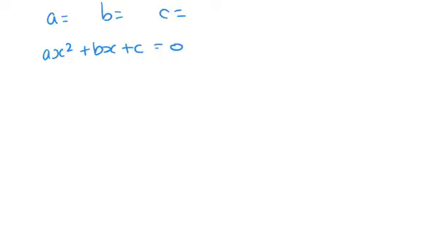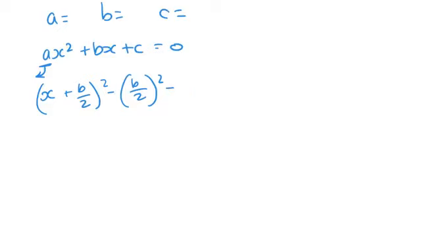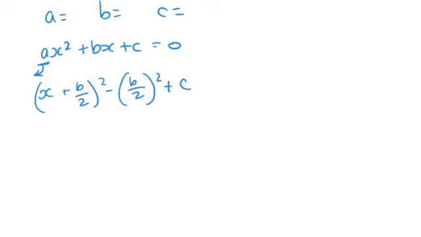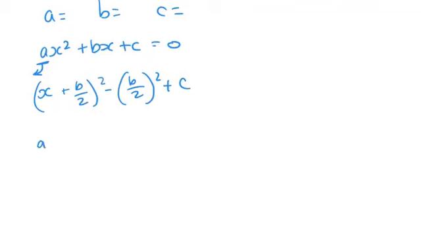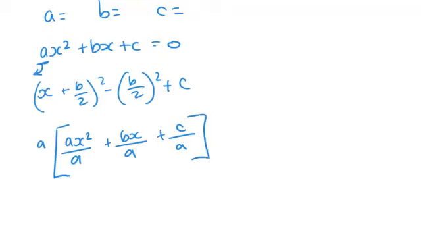Completing the square, always remember if the coefficient is 1, so the number in front of the x squared is 1, you're going to get x plus b over 2, squared, minus b over 2, all squared, plus c. If the coefficient is not 1, so it could be negative 1 or it could be 2, you need to divide everything by a. So you're going to get ax squared divided by a, plus bx divided by a, plus c divided by a. From there, your a's are going to cancel and then you can carry on with how we normally complete the square.